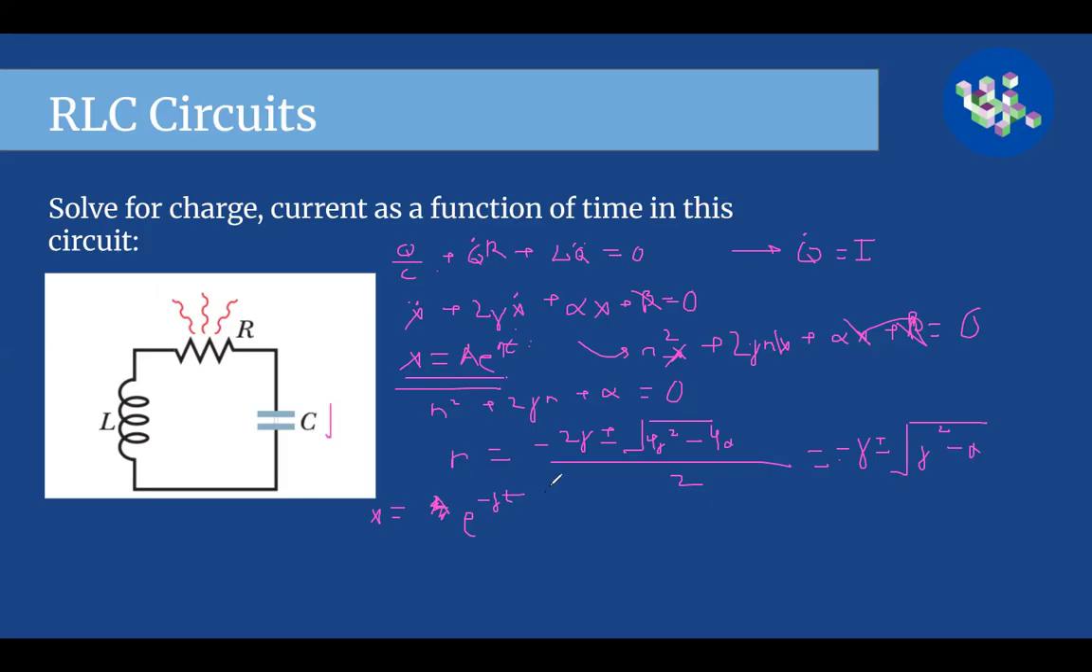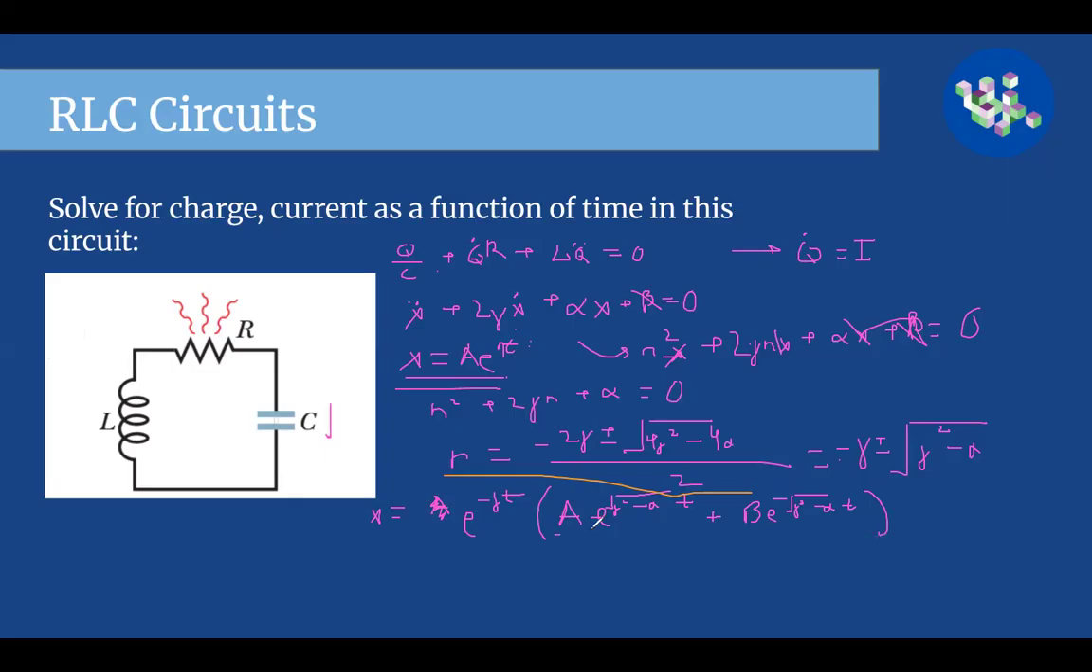By the way, if you don't get this, it's okay, because it's just a bunch of math and you just need to know the results, right? So a e to the square root of gamma squared minus alpha times t. Let me draw a divider so you don't get it mixed up. And then plus some other constant b times e to the negative square root of gamma squared minus alpha times t. This is your general solution.